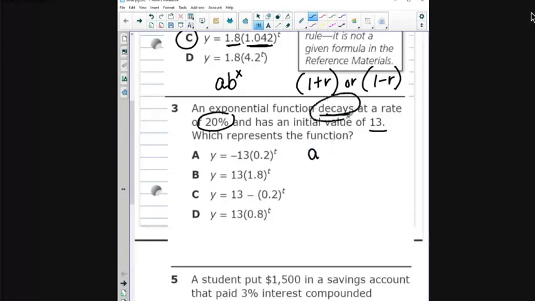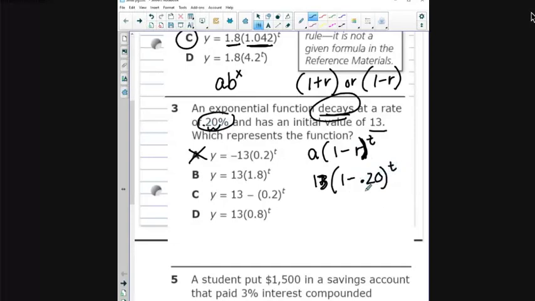As it says it's a decay, we're going to use 1 minus r to the t power, right? Which means a is the initial, so it's supposed to be 13 for sure in the beginning. When you look here, this is negative 13, so we cannot use it. This is 13, 13, 13, we're okay. So it has to be 13 times 1 minus the percent, 20%, but we're going to change it to a decimal. So it's actually 1 minus 0.20 to the t power.